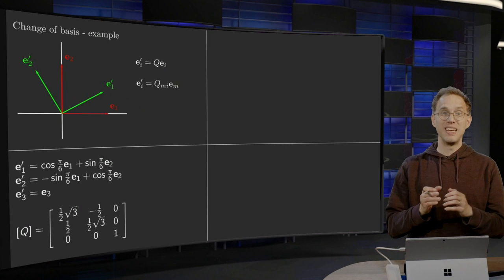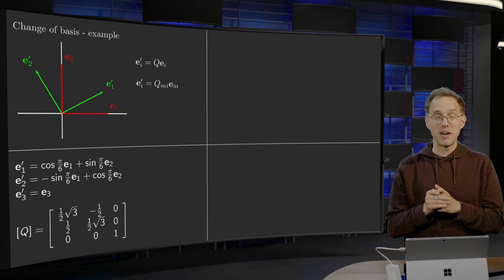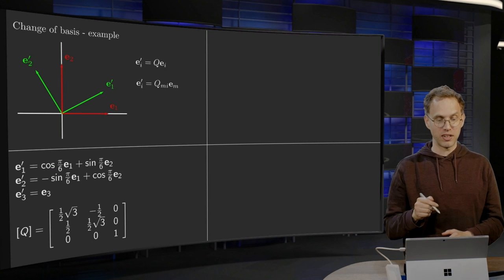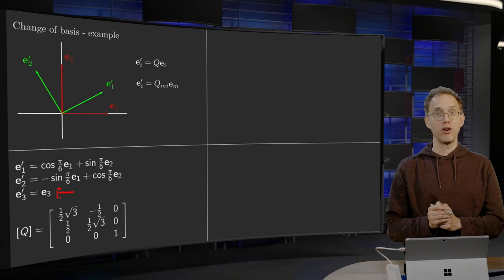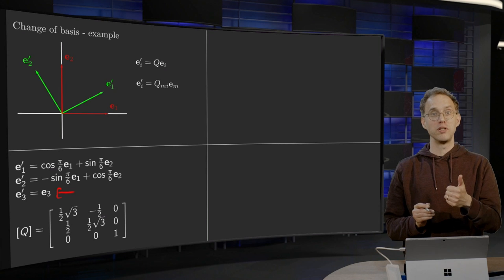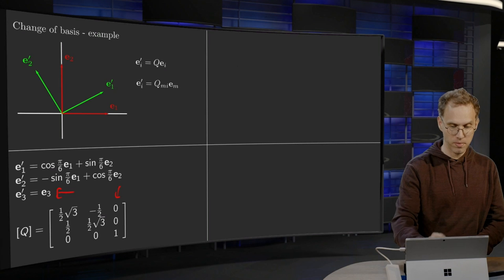What we need is e_1', e_2' and e_3' expressed in the old basis vectors. Now for e_3', that's easy, that's just e_3. So the third column will be 0 times e_1 plus 0 times e_2 plus 1 times e_3. So that's the third column.